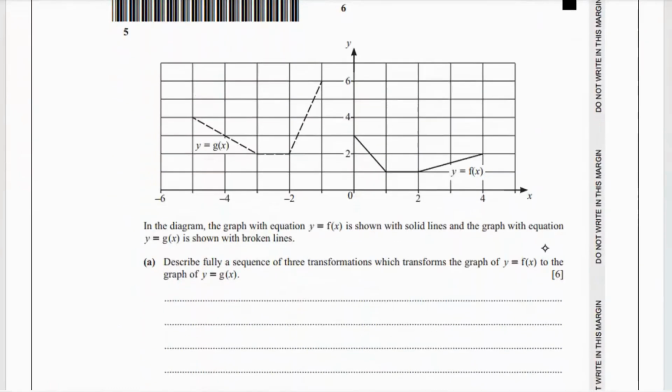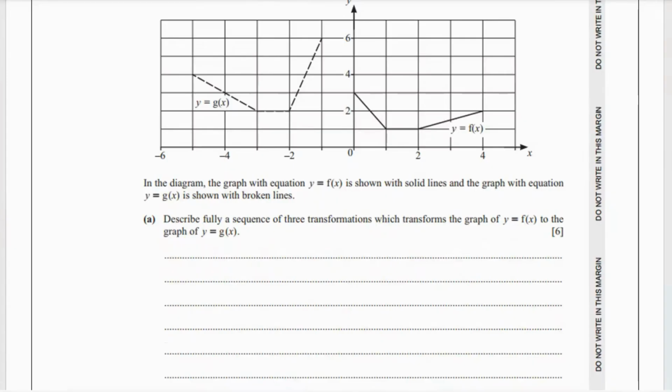Then it says in the diagram, the graph with the equation y equals f of x is shown with solid lines, and the graph with the equation y equals g of x is shown with broken lines. Describe fully a single sequence of 3 transformations which transforms the graph of y equals f of x to the graph of y equals g of x. So we're going from f of x to g of x.